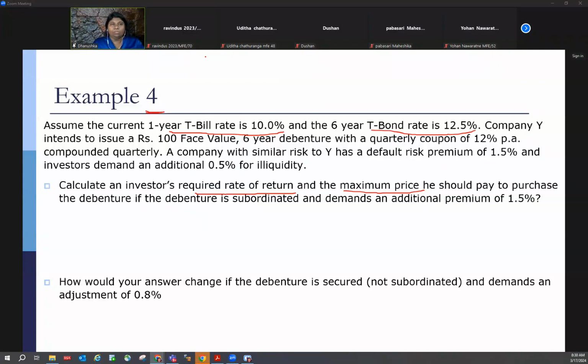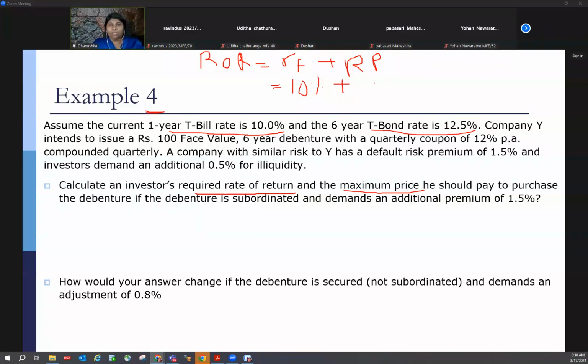So what do you mean by the required rate of return? We said the required rate of return is your risk-free rate plus risk premium. Risk premium for default risk, for credit risk, for term risk, illiquidity, indenture provisions, right? So the risk-free rate is the short-term risk-free rate, which is 10%.